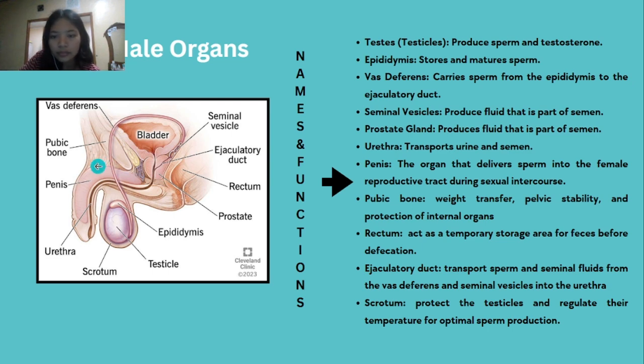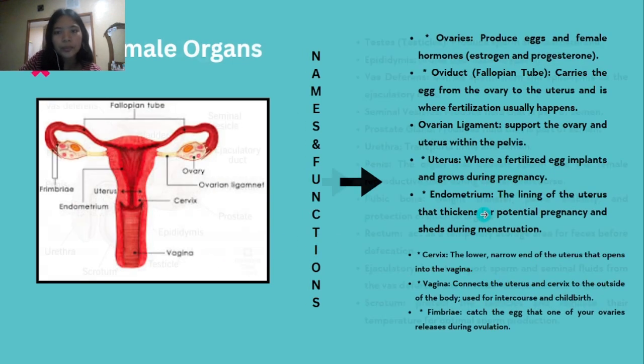And the rectum, this one, acts as a temporary storage area for feces before defecation. The ejaculatory duct transports sperm and seminal fluids from the vas deferens, from this, and the seminal vesicle into the urethra, to this. And the scrotum, this one, protects the testicles and regulates their temperature for optimal sperm production.